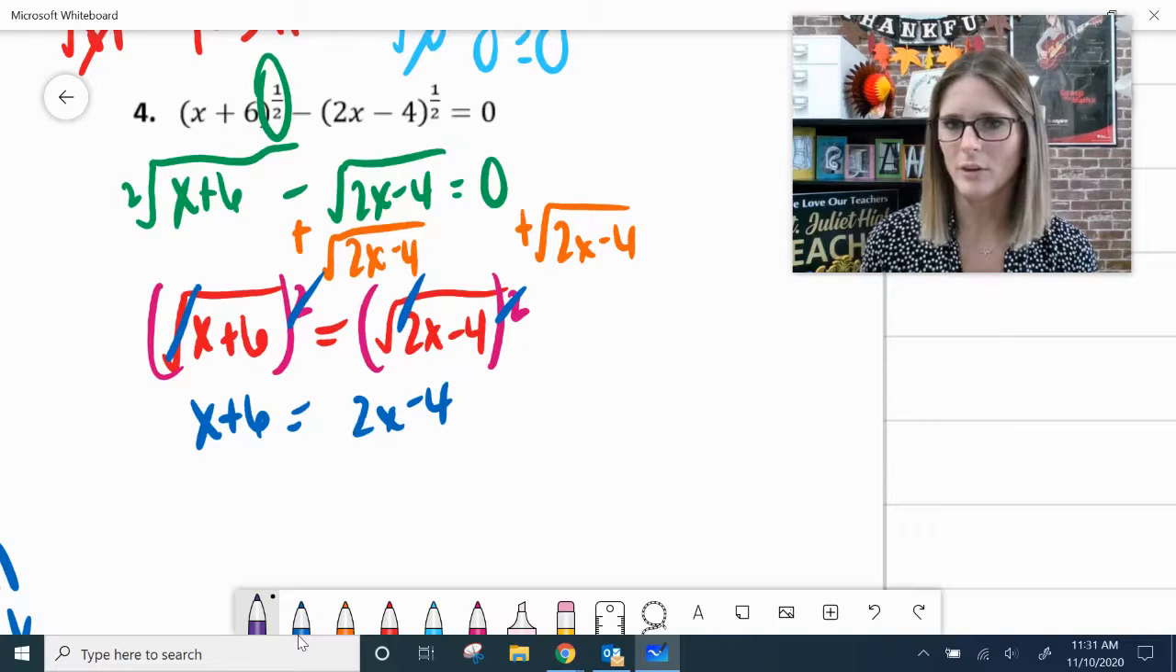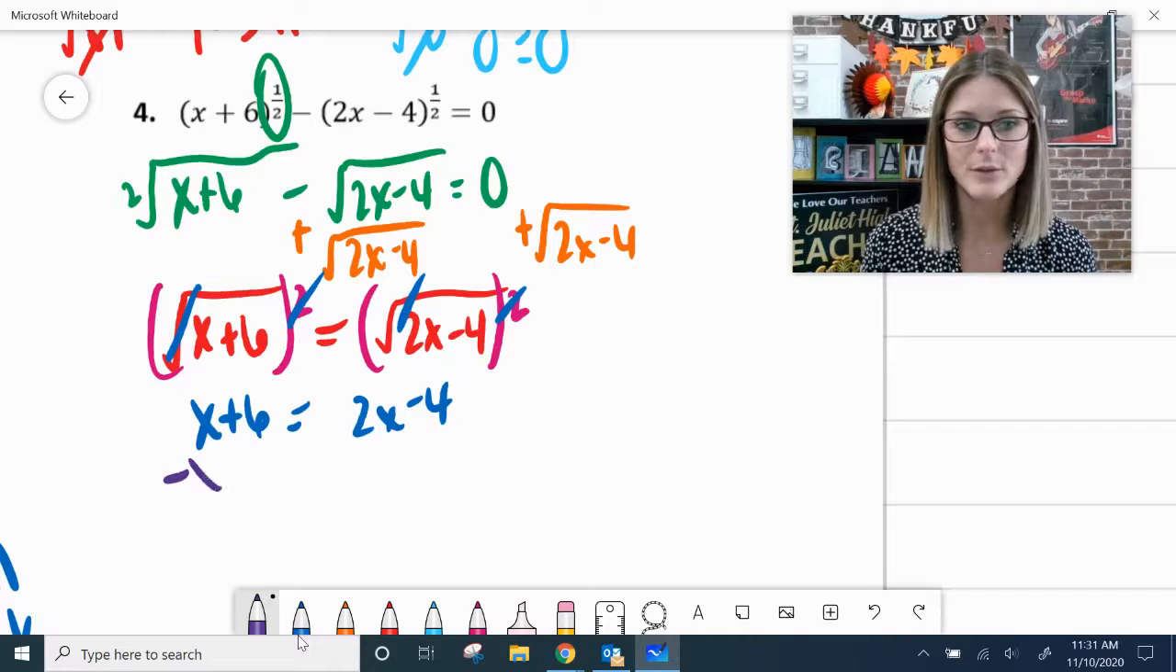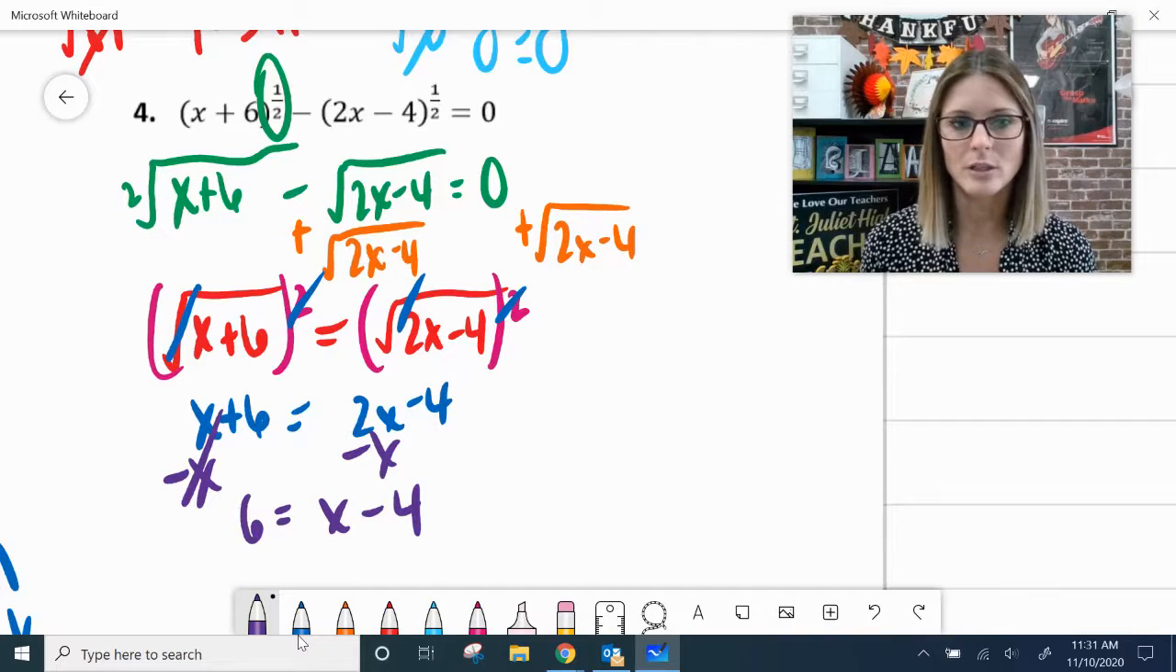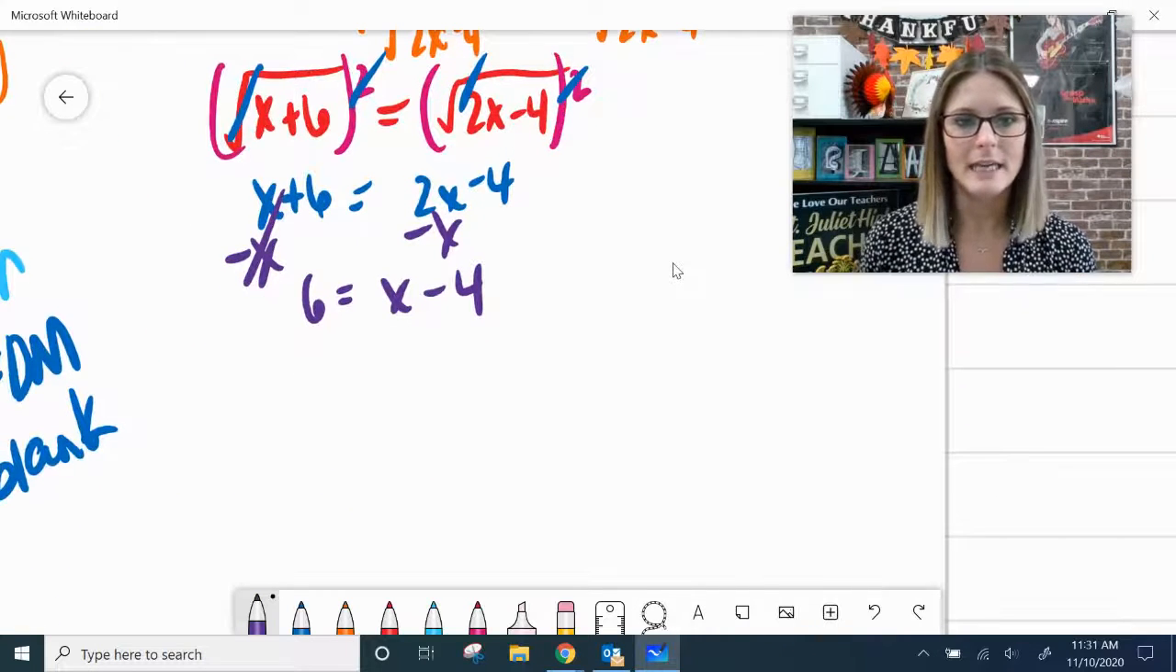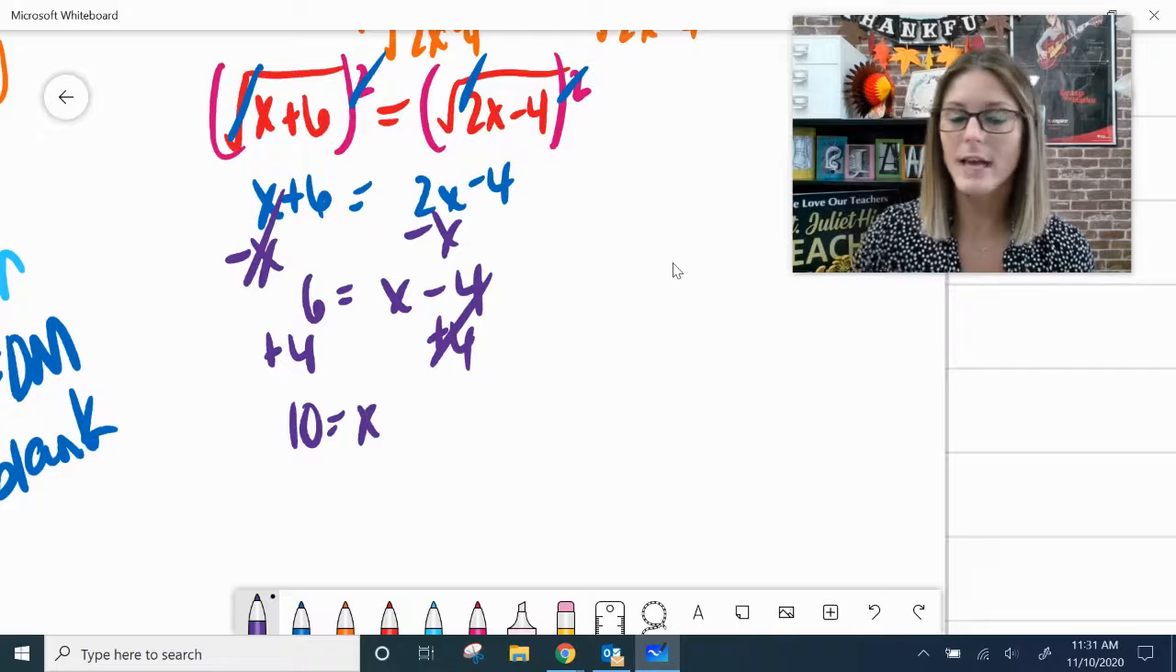I'm going to move my smaller one. Some of y'all might choose to subtract 2x. I want to keep things positive, so I subtract the 1x, which will give me 6 equals x minus 4, because 2x minus x is 1x. And then let's add 4 so that we get 10 equals x. So one answer, let's check it.